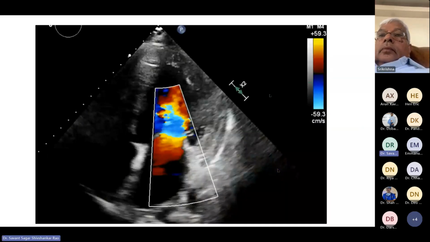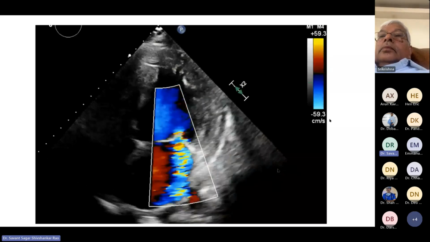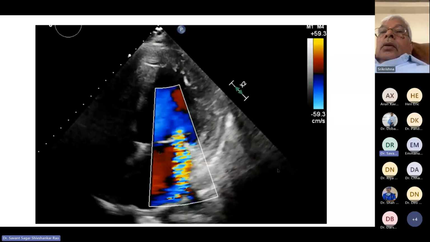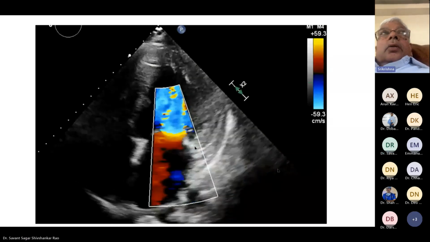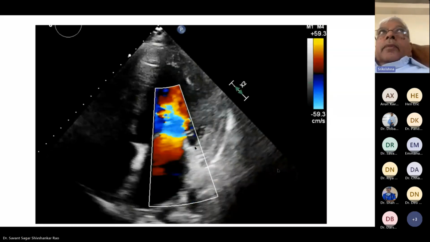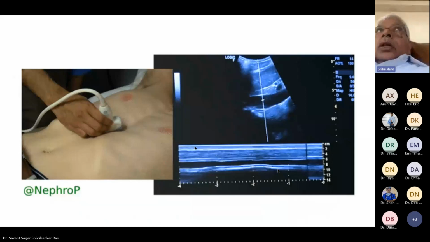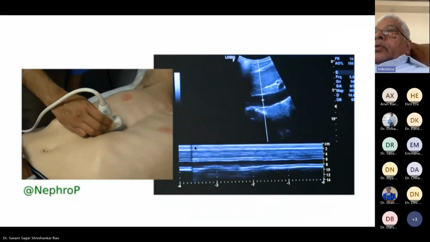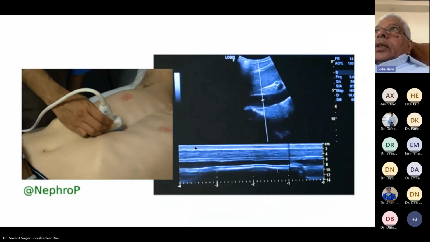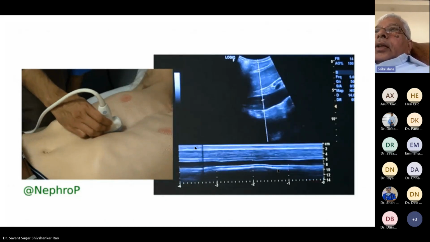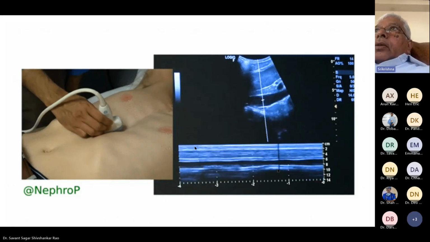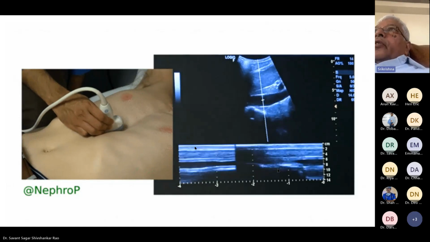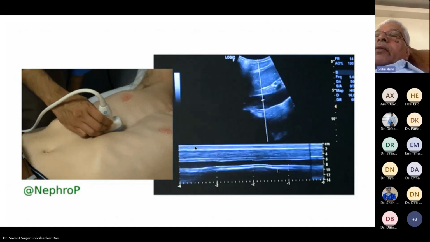Before going on to color Doppler, I'd like to say a few words about the M mode. The M mode was the initial mode of echocardiographic assessment, which we started with. As you said, the transducer is placed and the ultrasound beam is sent across, and different tissues reflect back at different levels.